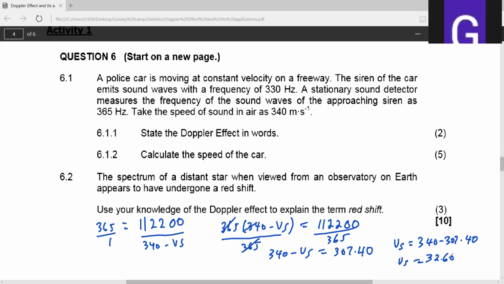Let me just confirm: 340 minus 307.40 gives us 32.60 meters per second. So the car was traveling at a speed of 32.60 meters per second. Checking: 330 into 340 divided by (340 minus 32.60) gives roughly 365. So even if we do the calculation where the source is moving away, the frequency of the listener should be less than the frequency of the source.